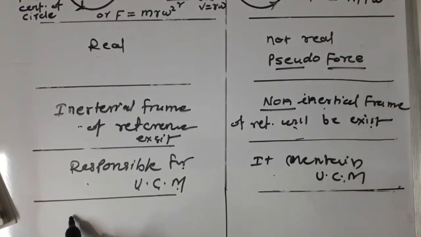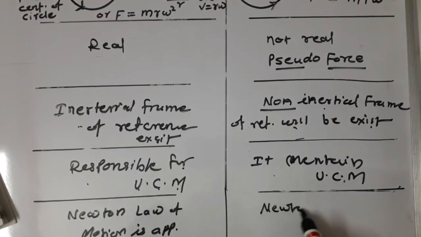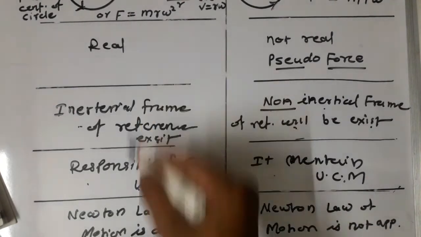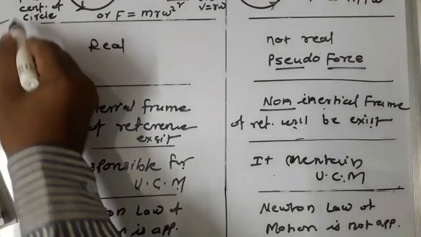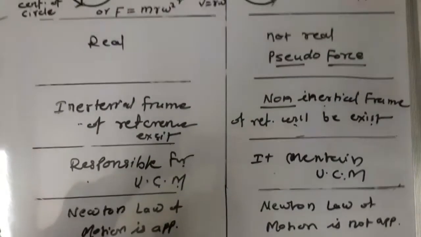Another one is that Newton's law of motion is applicable for centripetal force, and Newton's law of motion is not applicable for centrifugal force. Okay, understand this? These are the four distinctions between centripetal and centrifugal. One distinction is worth half a mark, therefore you can get 2 marks for the distinction between centripetal and centrifugal.